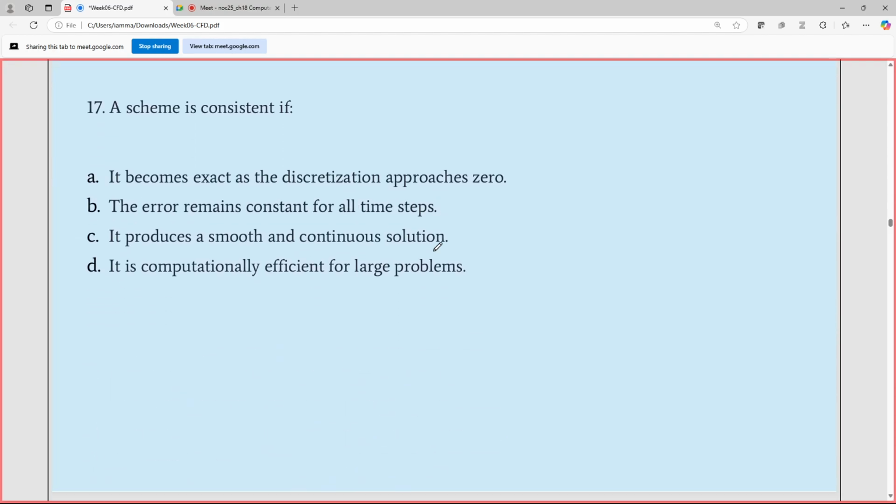Moving on to the next question. A scheme is consistent if: option A, it becomes exact as the discretization approaches zero. Option B, the error remains constant for all time steps. Option C, it produces a smooth and continuous solution. Option D, it is computationally efficient for large problems. So, what does it mean by consistency, or a scheme is consistent?